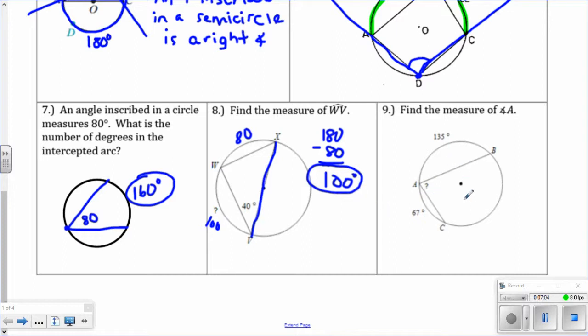Okay, moving right along. We have to find the measure of angle A. Well, angle A is an inscribed angle, right? So if I extend out, it's half of the intercepted arc, which I'm going to highlight. So it's half of this arc in green here. Well, we have to first find that arc. So a full circle is 360. If we take 67 and 135 and subtract that from 360, we get this arc to be 158 degrees. And since angle A is an inscribed angle, I would take half of that. So angle A is 79 degrees.